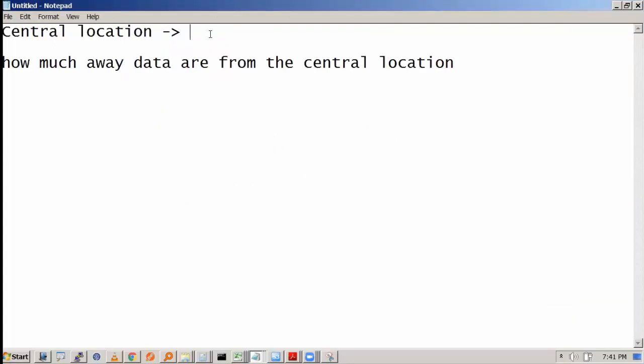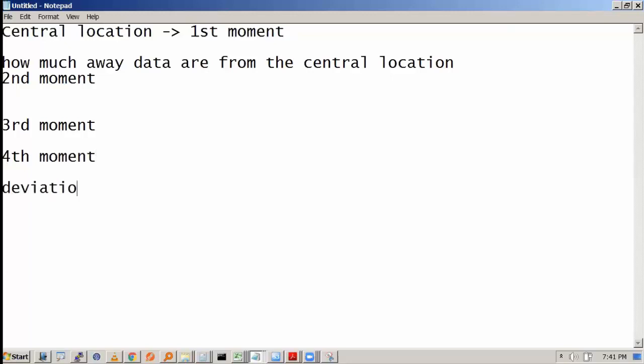By the way, central location is called the first moment in statistics. How much away from the central location is called the second moment. Statistics has a third moment and a fourth moment also. Now, when we are talking about moments, I will bring in one concept, which we call a deviation. All these moments are actually with respect to the deviation. So we'll bring that.